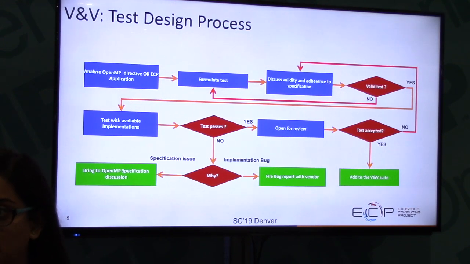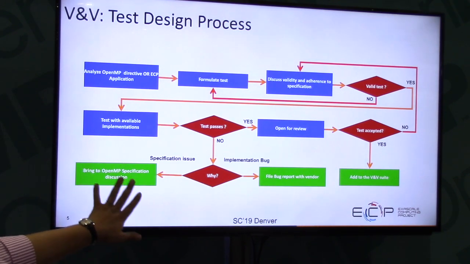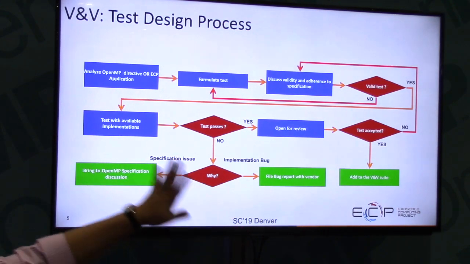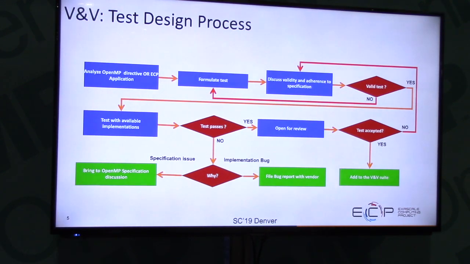coming to offloading and things like that, it's difficult. So we discuss that. If it is a valid test, we move on to test it with our available implementations on the different platforms. And if the test passes, we put it back in our VNV. If it does not, then we try to figure out what happened there. Is it something to do with the test? Was it a bug in the implementation?